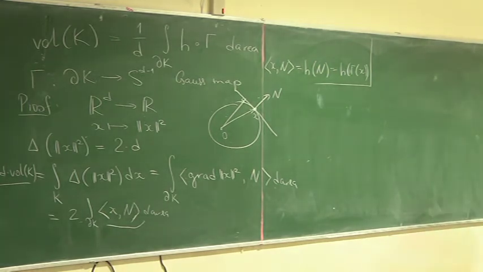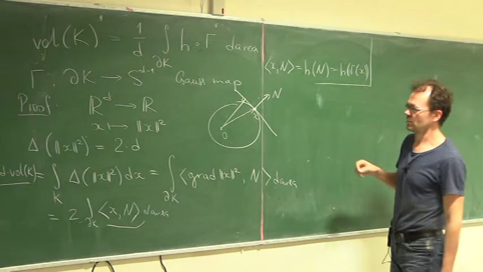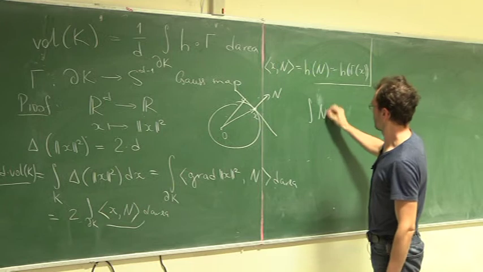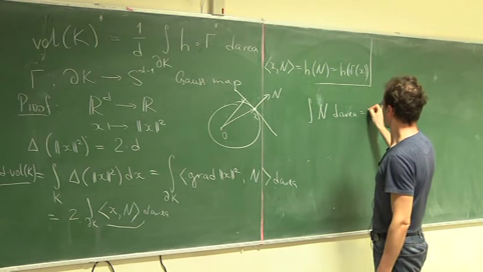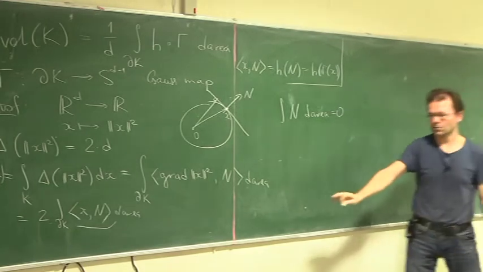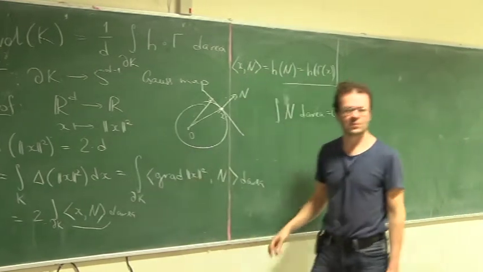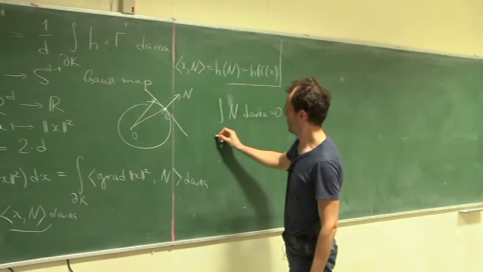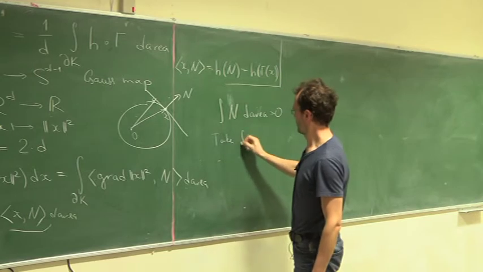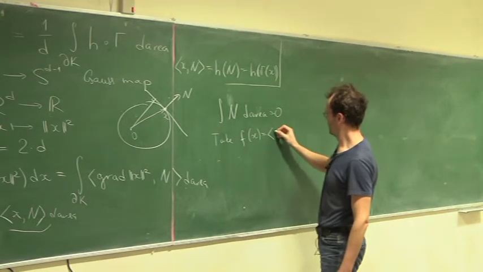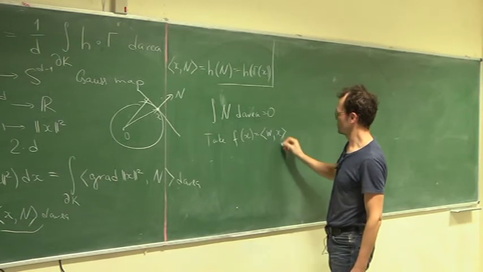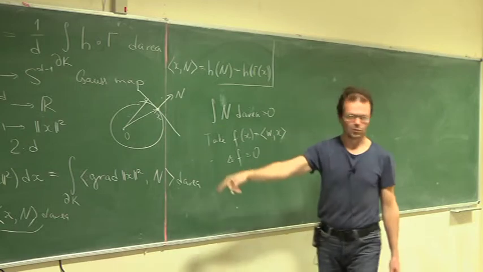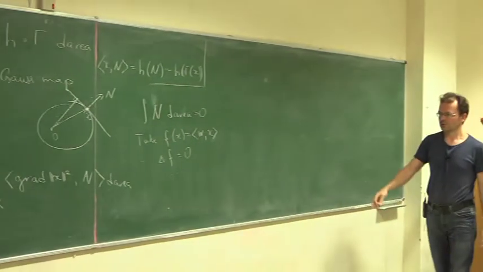Then one can prove the other formula, the integral of n with respect to the area equals 0, in a similar way, but one has to take, instead of this function, an arbitrary linear function. So take f of x equal to the inner product of w and x. Then the Laplacian of f is equal to 0, and then one can continue in a similar manner and get a proof of this formula.